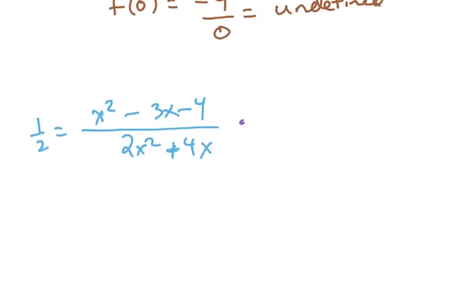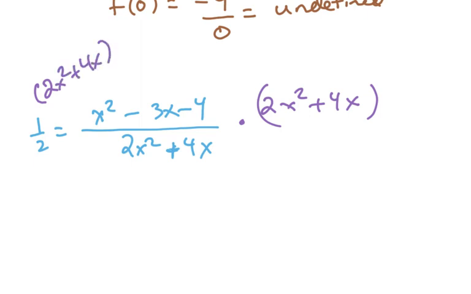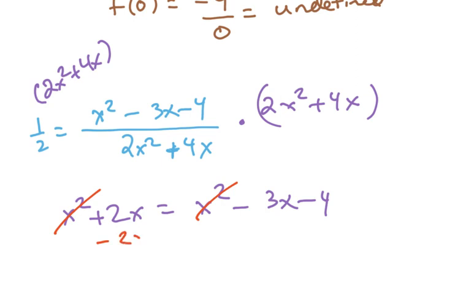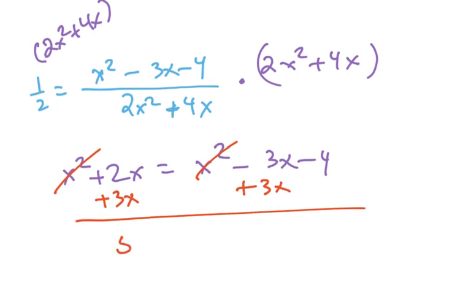So get rid of the fraction, multiply both sides by 2x squared plus 4x, and you can quickly see, oh look, the problem is cooked up. And so when I solve this, we end up getting x squared plus 2x equals x squared minus 3x minus 4. And then we just keep solving. So it's nice, the x squareds will divide out. Actually, I'm going to add 3x to both sides. And that makes sense, right, because then we put our x's together.